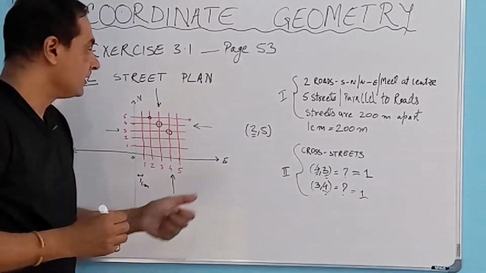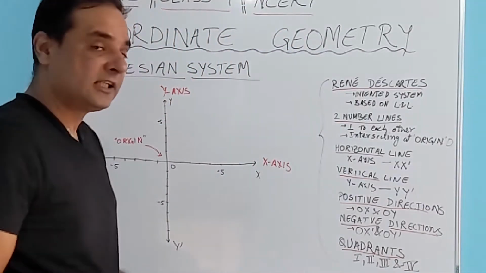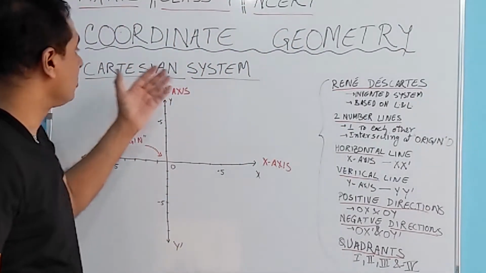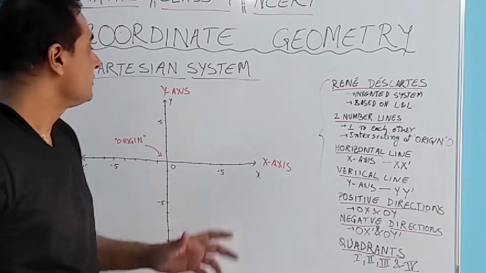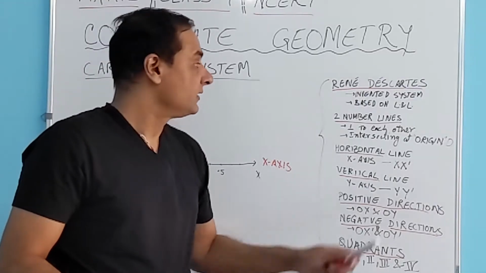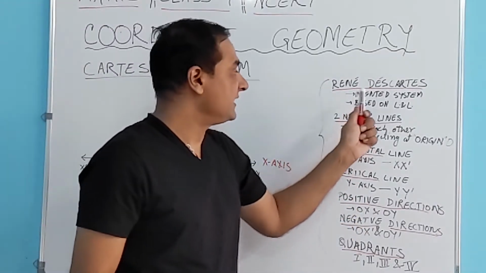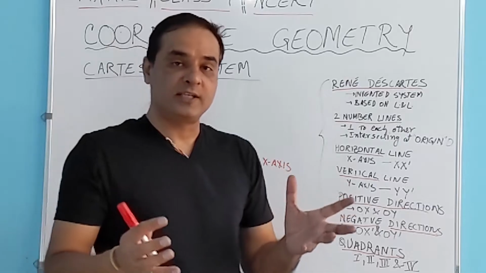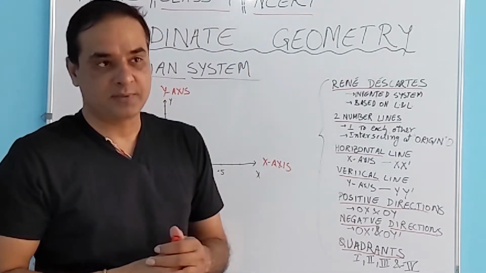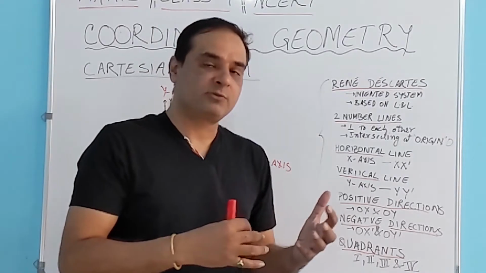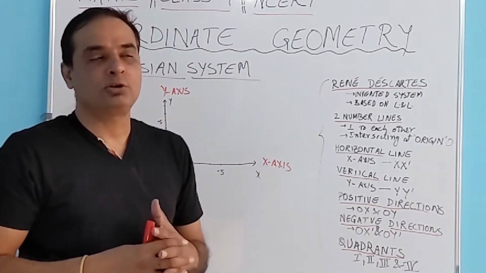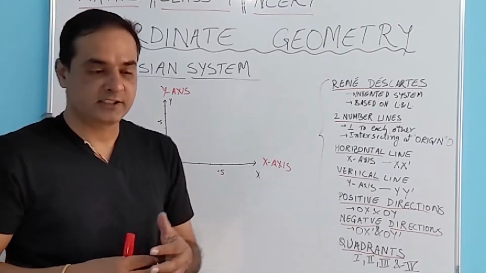1. So now we are going to learn about another topic in coordinate geometry, and it is known as Cartesian system. So what is Cartesian system? There was a French mathematician known as René Descartes. He invented a method. In his dream he invented a method to locate a point on a plane. This was basically based on the method of longitude and latitude.